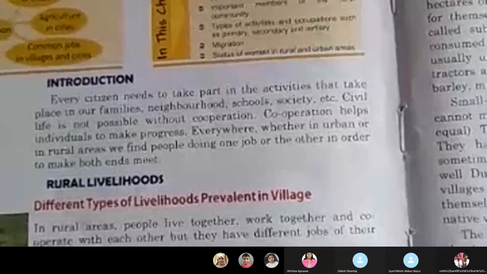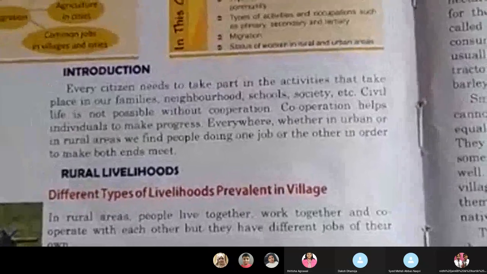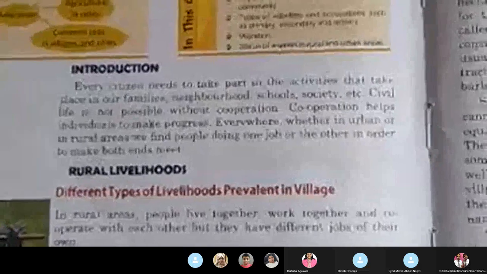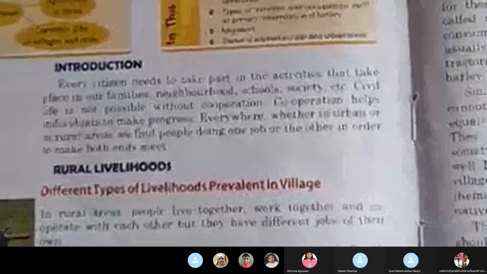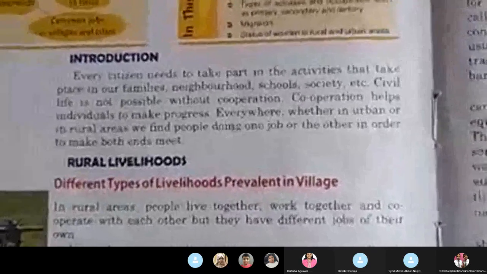Now, if you are living in a rural area, that means in a village, you will be taking up a work, maybe agriculture, maybe pottery, weaving, carpentry, etc. These small jobs taken up by these rural people, these villagers, is called rural livelihood.